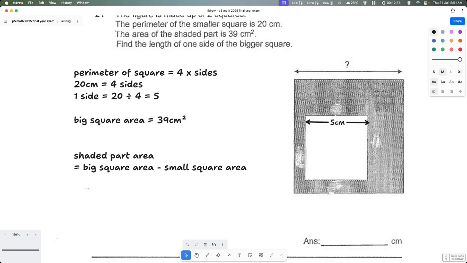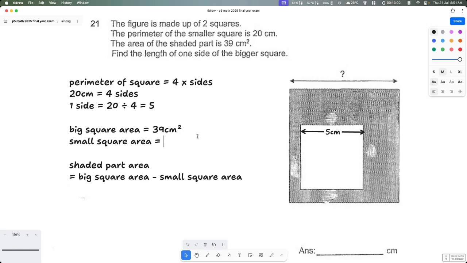Then how about the small square area? In this case we know that one side is 5, so we have 5 times 5, which is equal to 25 centimeters square. That's what you see over here, right? 25 centimeters square.